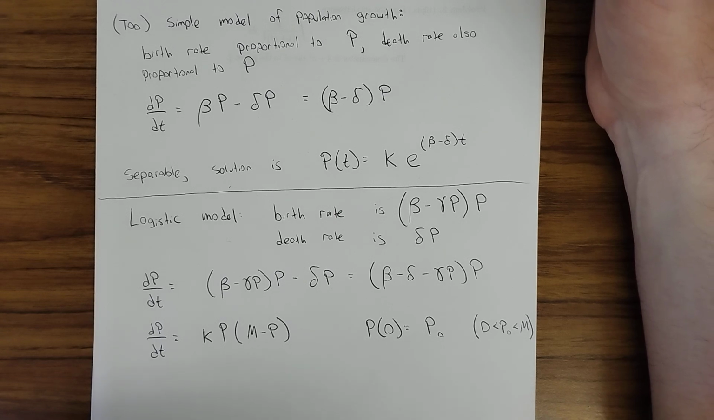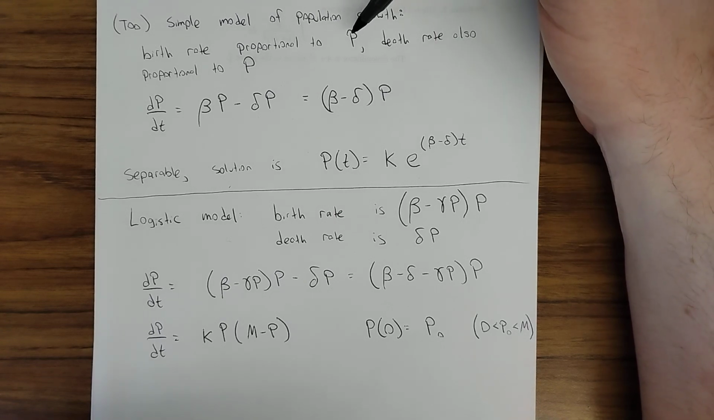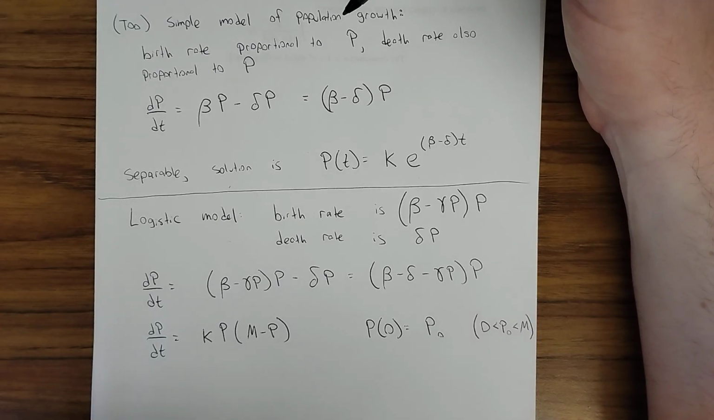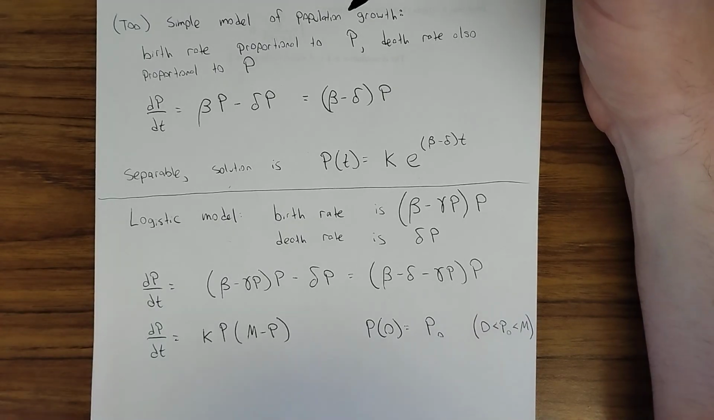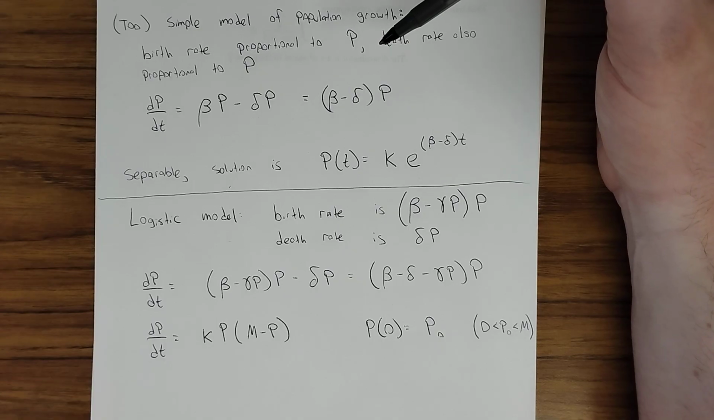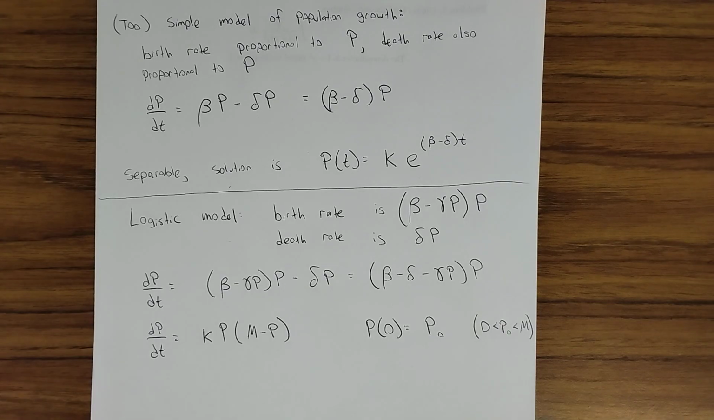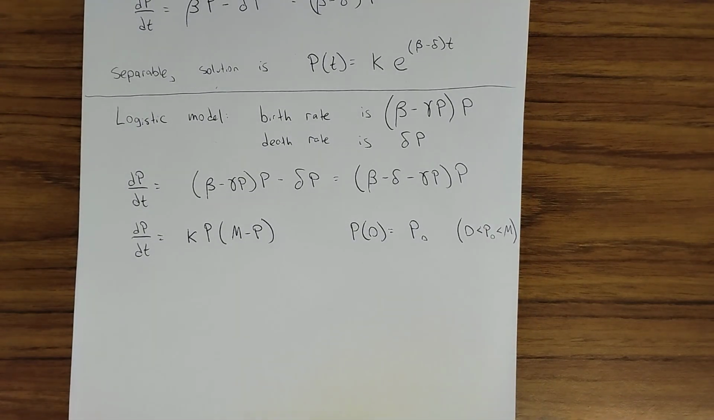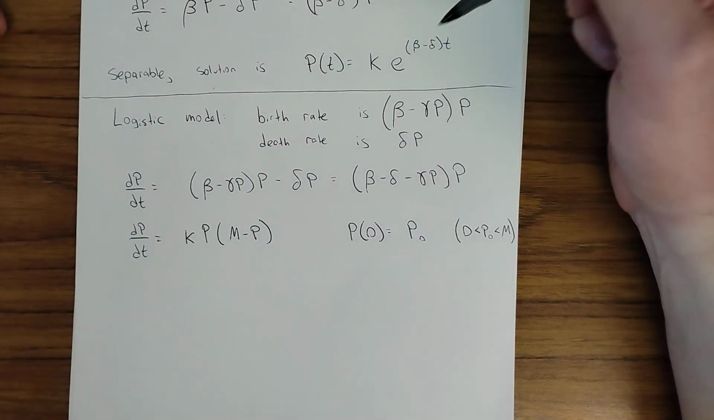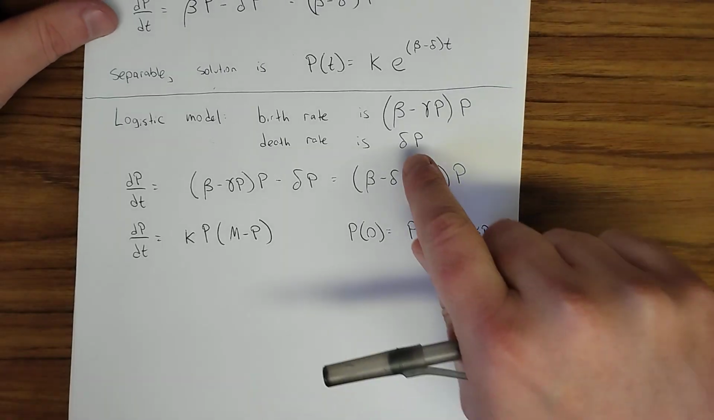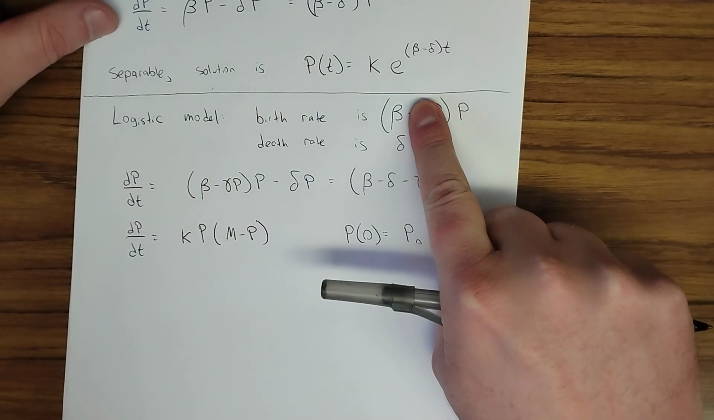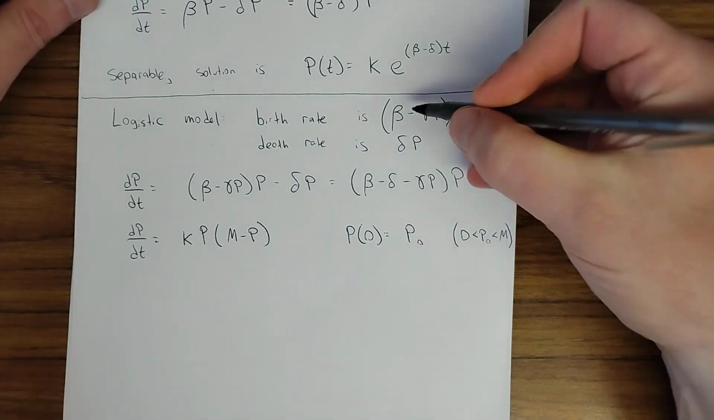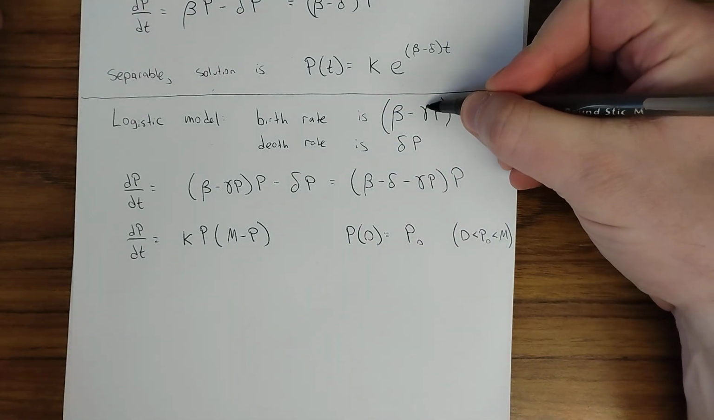Realistically, as conditions start to get worse, or as we start to face more competition with other members of our species, the birth rate does go down. So let's talk about a slightly more realistic model of population. So the birth rate's going to go down. So instead of being just beta times P, I'm going to introduce this new thing.